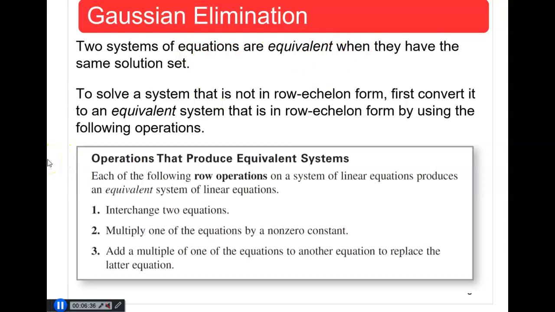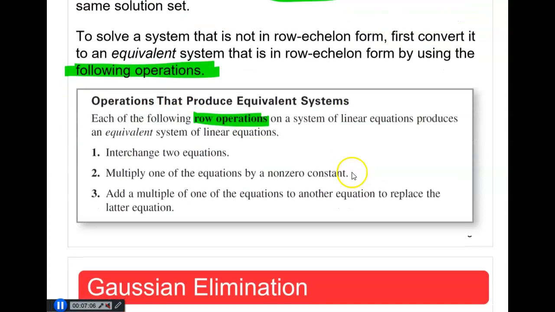Like I was saying from the first example, we want to have equivalent systems, and to solve a system that is not in row echelon form, first we convert the regular system into a row echelon system by using the following operations. The operations that with matrices we call row operations, so we're going to do the same for equations.